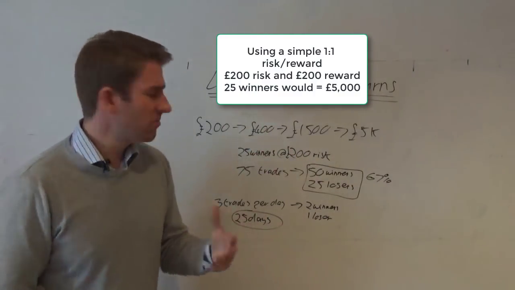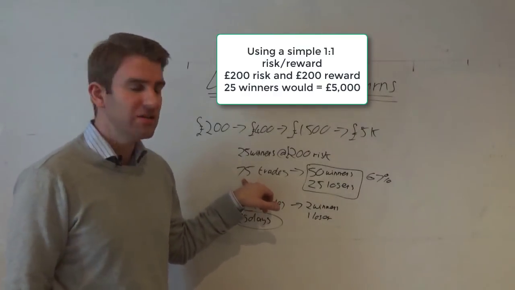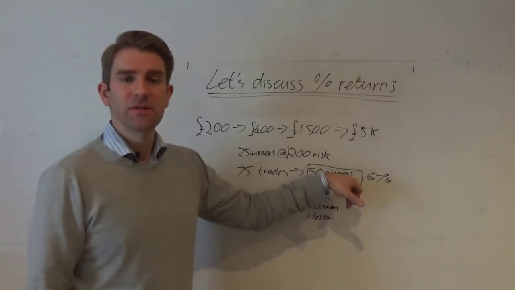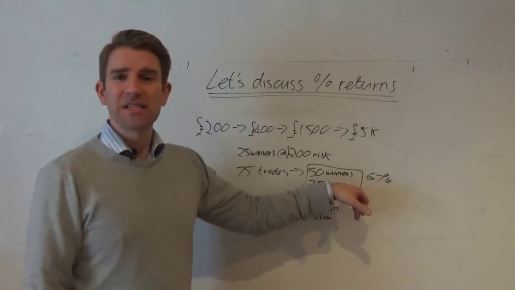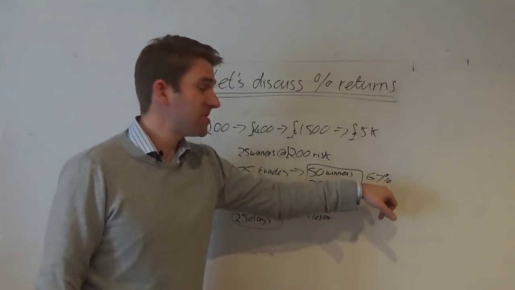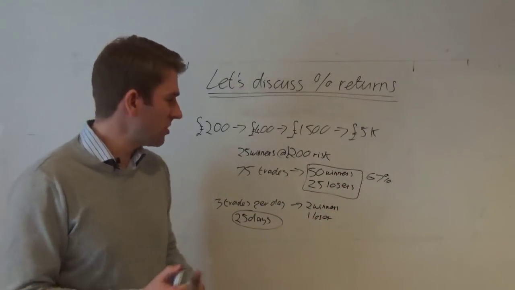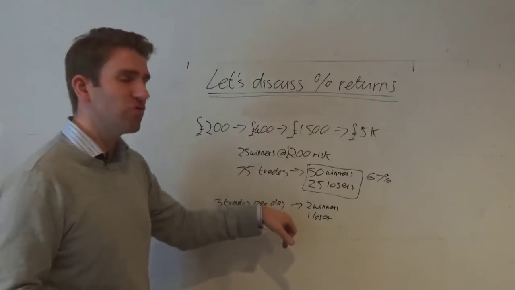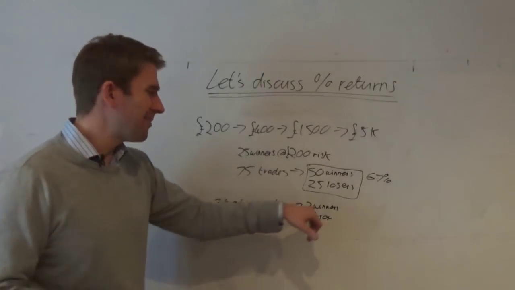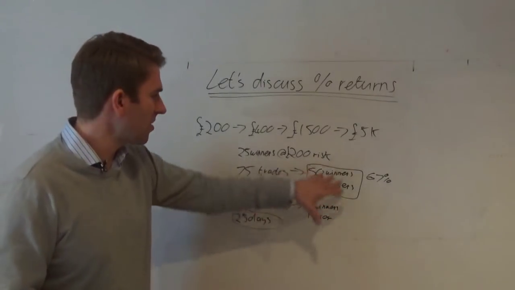We're not going to have 25 winners in a row. Let's assume we took 75 trades. 50 of those were winners, 25 of those are losers. That's giving us a 67% hit rate. A little bit on the high side, but pretty feasible when you're in tune and everything's going well. So that's about 3 trades per day if we're actively day trading, and approximately we're going to get 2 winners and 1 loser for that kind of hit rate.